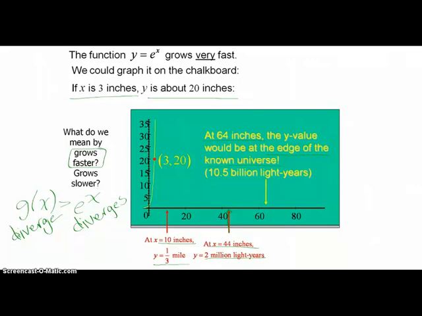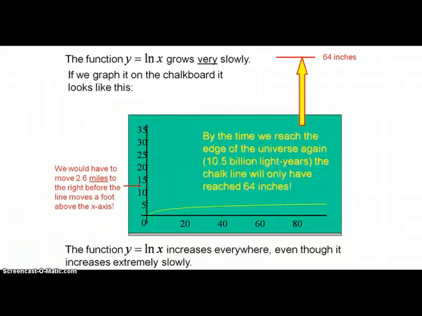So it becomes really important for us to have a set of functions where we know how they behave. Here's another function we're really familiar with. It's the inverse function to e to the x. The natural log of x grows, but it grows very, very slowly. Same chalkboard, same measurements. We would have to move 2.6 miles to the right before the line moves a foot above the x-axis. That's how slowly this grows. By the time we reach the edge of the universe again, the chalkboard line will only have reached 64 inches, because inputs and outputs are reversed in these inverse functions.